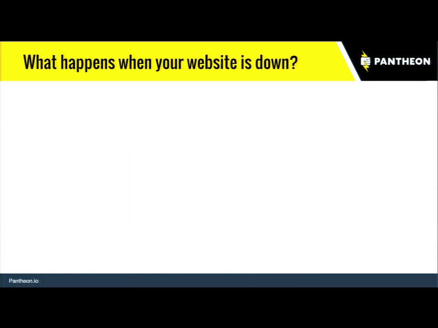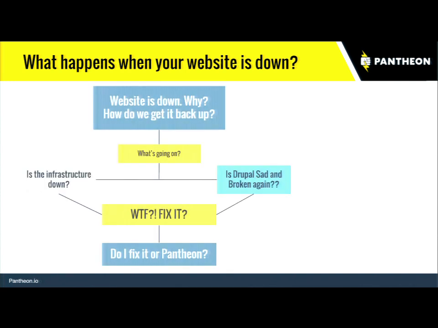So what exactly happens when a website goes down? Here's the typical flow. People see their site down, and how do we get it back up? That's usually the first question. And then the next question is, what exactly is going on? And the usual answer when this happens is, I don't know.